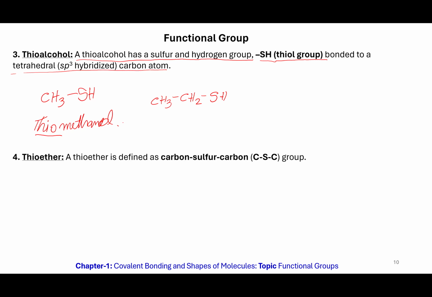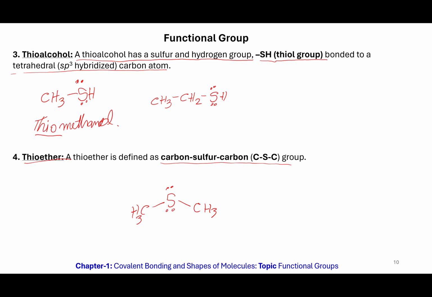Thioether. Another example is also thioether. So thioether is defined as a carbon, sulfur, and carbon group. So for an example, CH3, where carbon is bonded with the sulfur and CH3. So this is thioether. A very important thing is this one: sulfur has two extra lone pairs. So we have to designate this also. And here in case of thiomethanol or thiomethane, here you can see like this one.